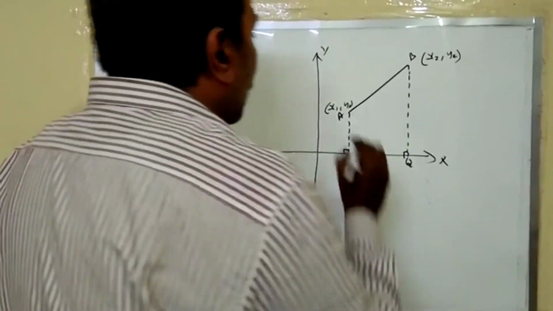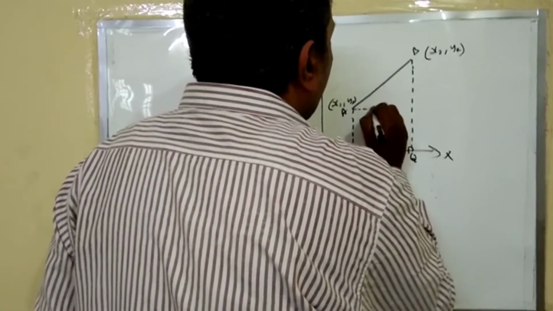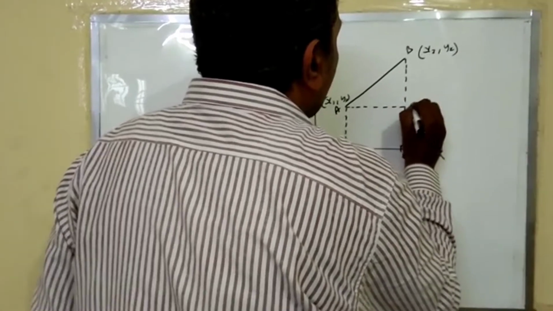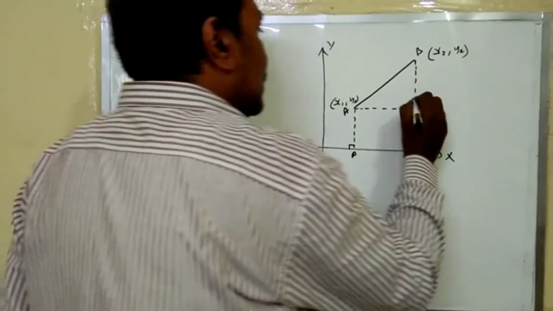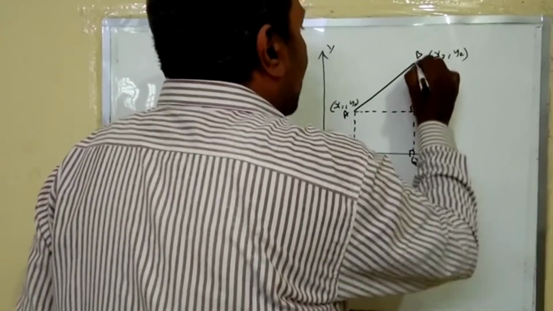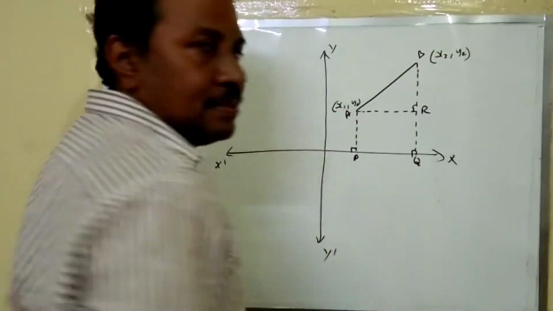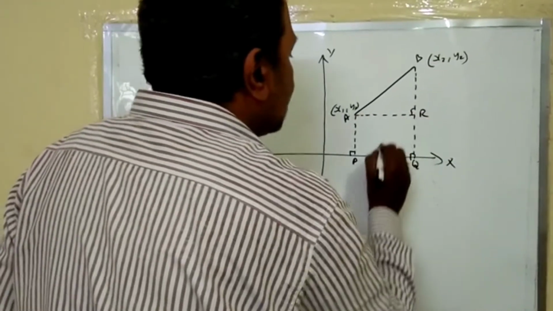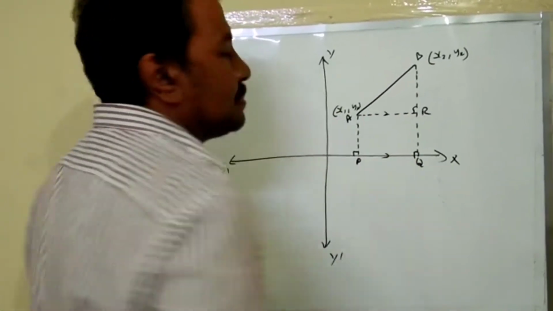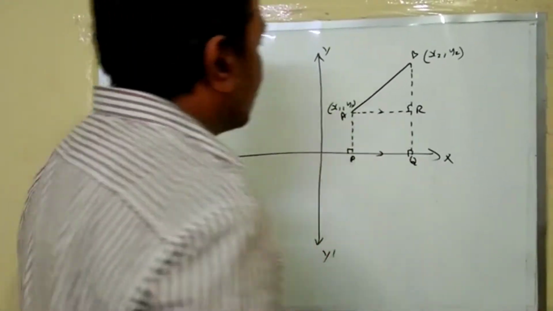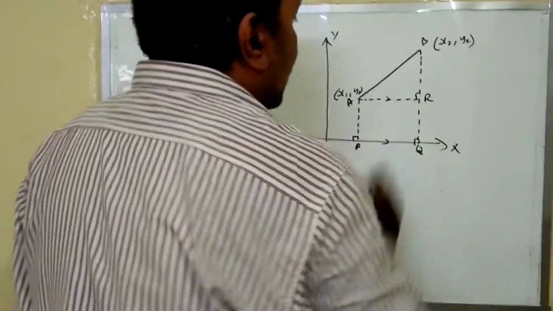Now we need to draw another line segment AR, which is perpendicular to BQ. So AR is perpendicular to BQ, and PQ is perpendicular to BQ. So AR is parallel to PQ, these two are parallel to each other. Now how do we find the distance AR? Already you know, because AR is parallel to PQ.